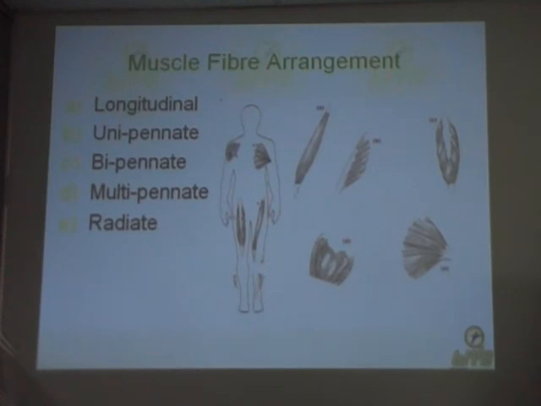A bipennate muscle has a very powerful central tendon with fibres running off each side. We've got rectus femoris here as an example, which crosses both the hip and the knee. It needs that arrangement because it needs to create maximal forces, as it spans over 2 joints. Our multipennate muscle, we've got here the deltoid, which has fibres in many directions. In this case, we've got fibres running backwards, the posterior delt, vertically, the medial delt, and then anteriorly at an angle, that is the anterior delt.